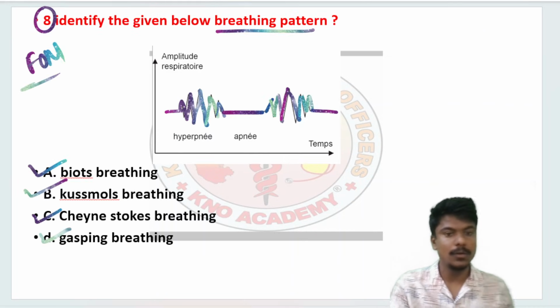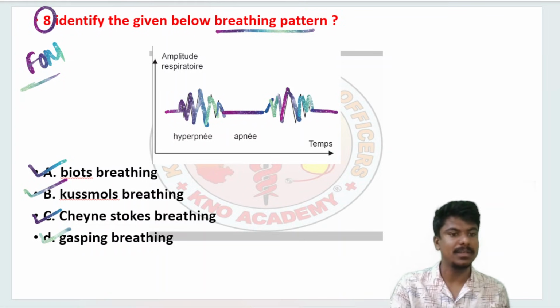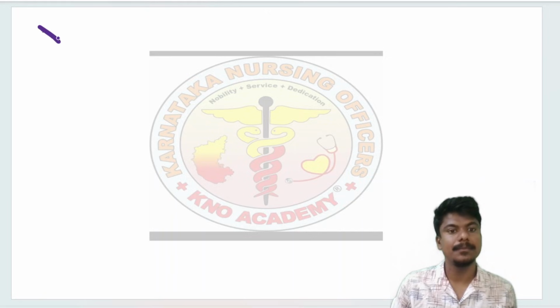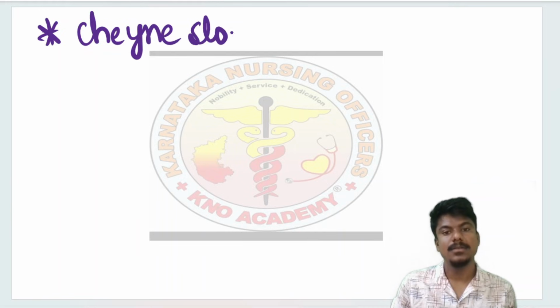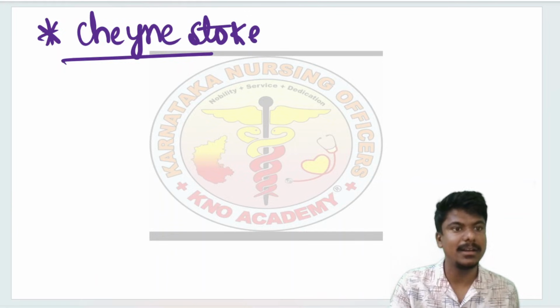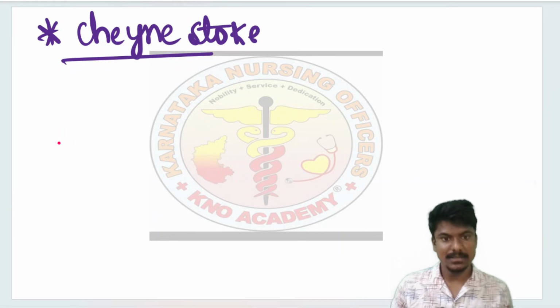So we got to know what we mean by Biot's breathing and Kussmaul's breathing, and now we'll go for Cheyne-Stokes breathing. So in Cheyne-Stokes, what will happen? The term Cheyne is there, and it happens in a cyclical manner.